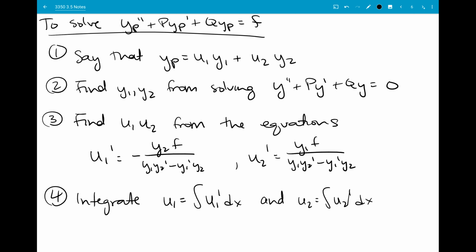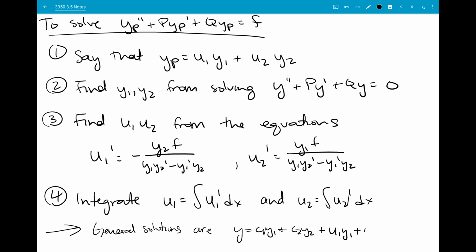And sort of our big takeaway in the end would be that general solutions are going to be y equal to c1 y1 plus c2 y2 plus y sub p, which is just going to be u1 y1 plus u2 y2. Maybe I'll put that in parentheses, since I said this is about finding the particular solution. So this is the thing that you have to remember for solving variation of parameters problems.